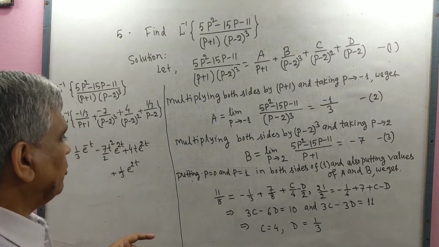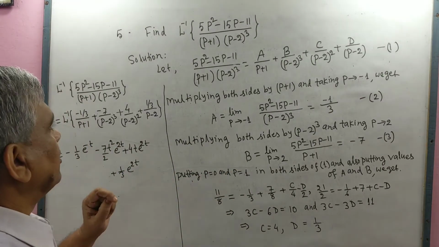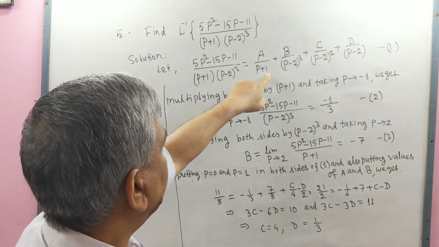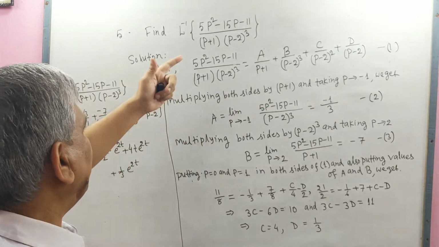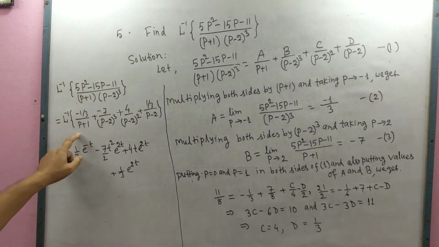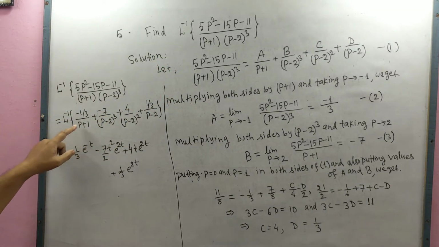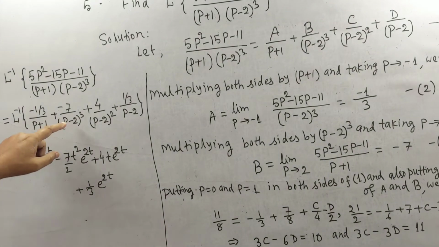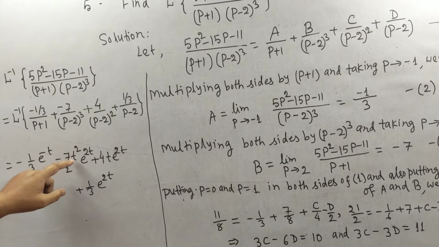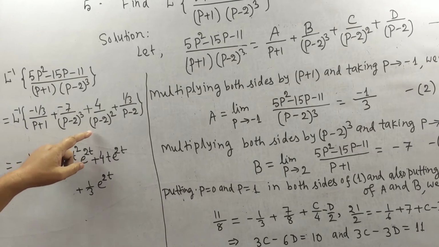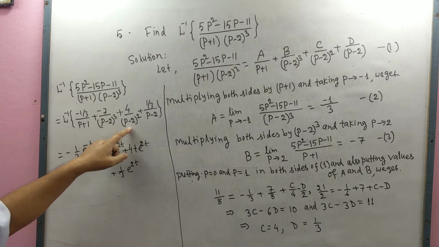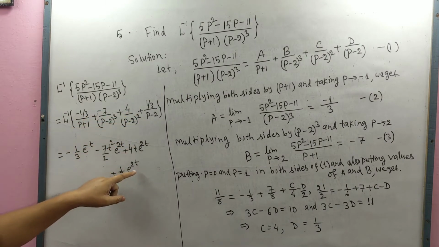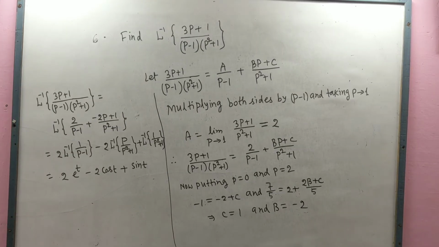So putting these values a, b, c and d in the right side of 1, then applying inverse Laplace transformation, we get the value of this is minus 1 by 3, 1 by p plus 1 is e to the power minus t. Here also we get minus 7 by 2 t square e to the power 2t. Here we get 4t e to the power 2t. Here we get 1 by 3 e to the power 2t. This is our solution. Now we solve a problem.